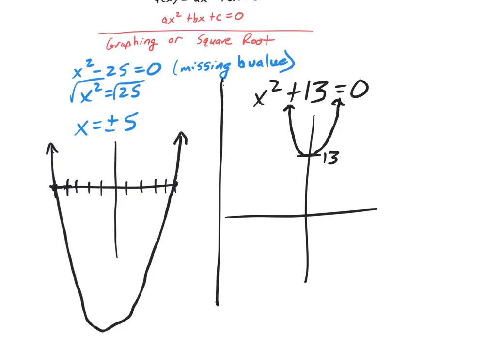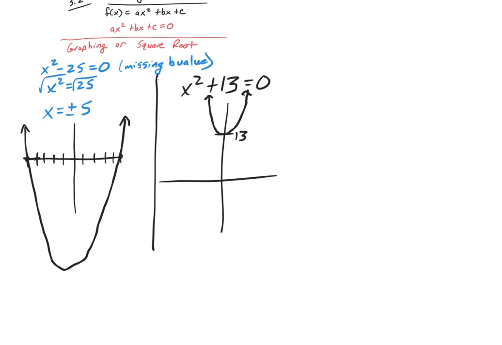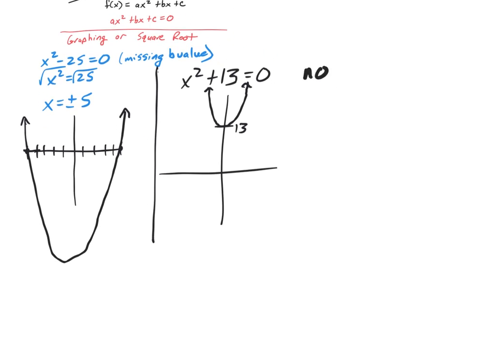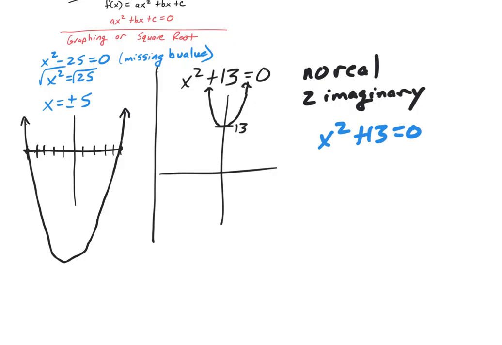But because we have now talked about imaginaries on Friday, you might say that this is no real solution, but we don't use that as our answer. We're not going to say no real solutions. Instead, that tells me there are going to be two imaginary solutions, and we have to find out what those imaginary solutions are. So in order to do that, we're going to take the equation and do the square root method.